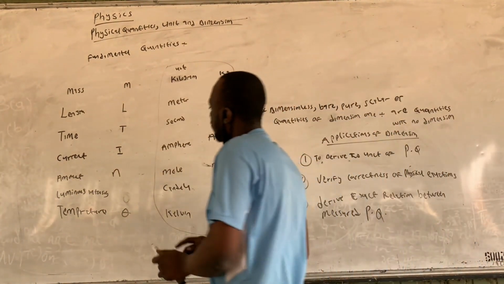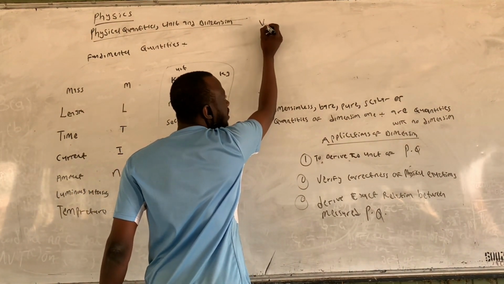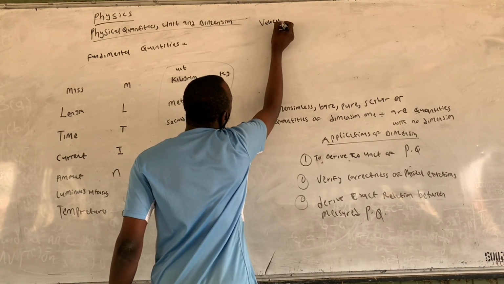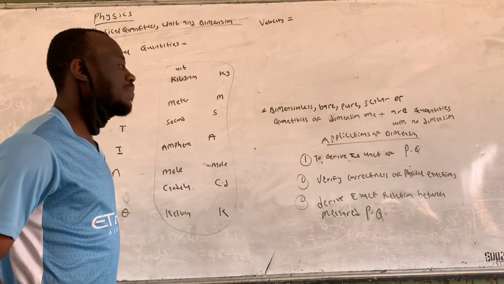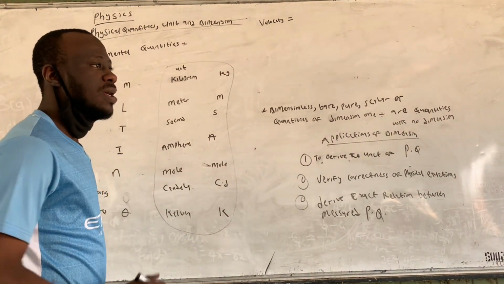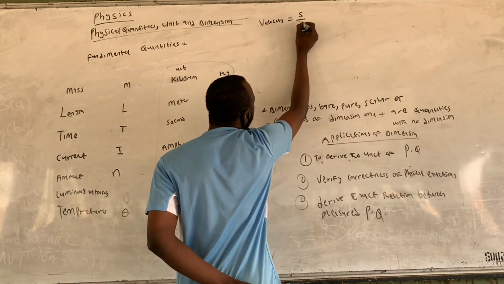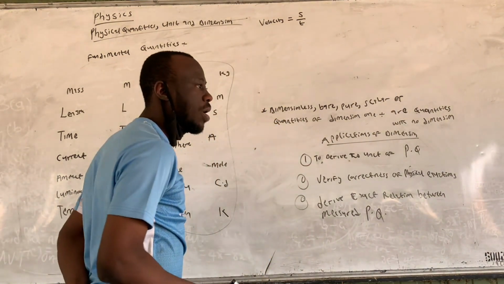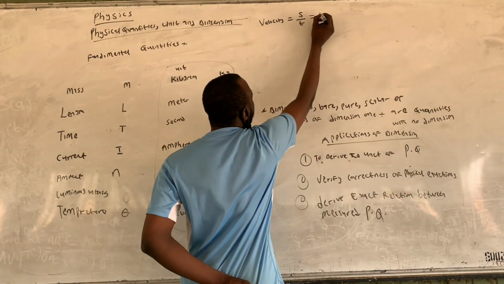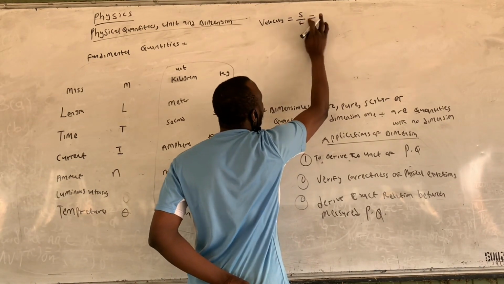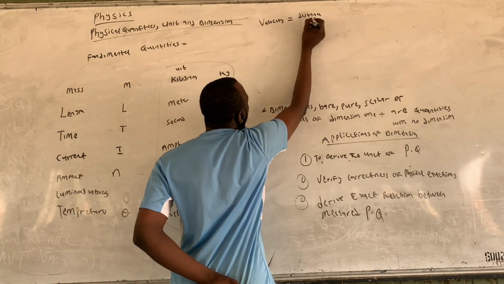For example, we have velocity. It is the first quantity that is made up of two physical quantities. Velocity is distance all over time. Distance here is the SI unit of distance. Remember, velocity is distance all over time.